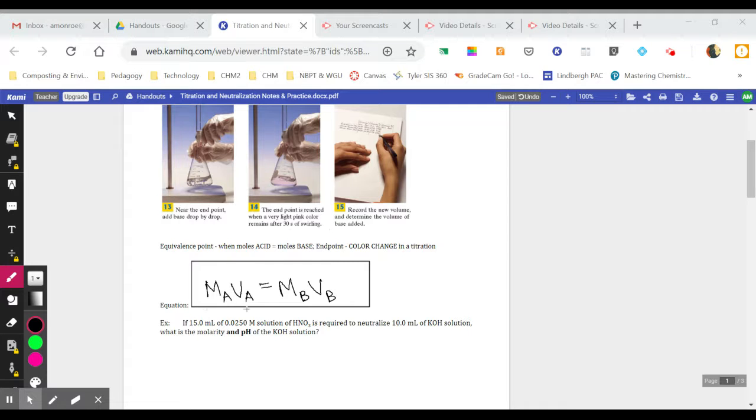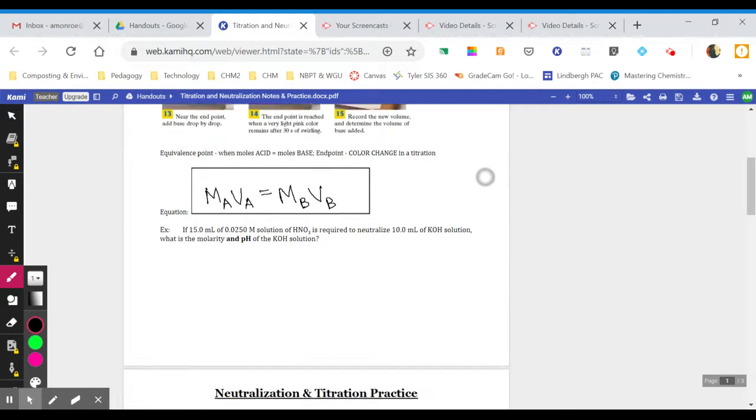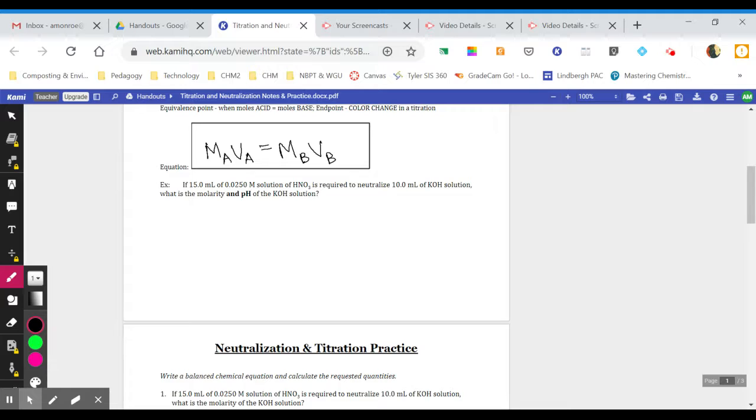So here's our equation for titration calculations. MAVA equals MBVB, and it looks really familiar because it's what we used when we did dilutions. M, of course, is the molarity, V is volume, and the A represents the molarity of the acid, and the volume of the acid is going to equal the molarity of the base times the volume of the base. So it's very much like the calculations that we did before.